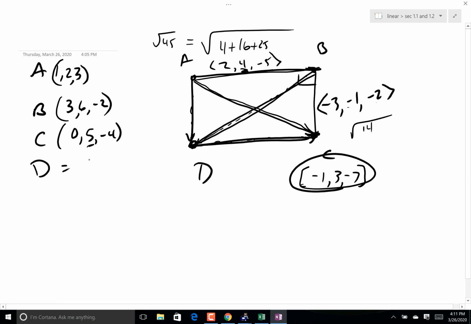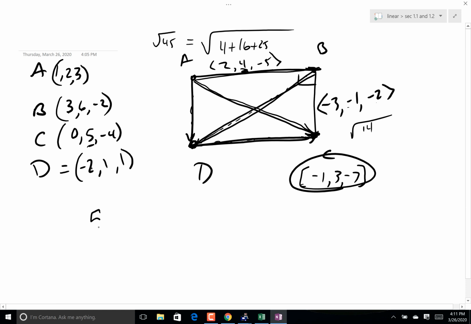D is the point -2. Oh, vector's stupid. It's a point. -2, 1, and 1, I think. Is that what I said? I think so. So then if you look at that, from B to D, or D to B, whichever way makes you happier.